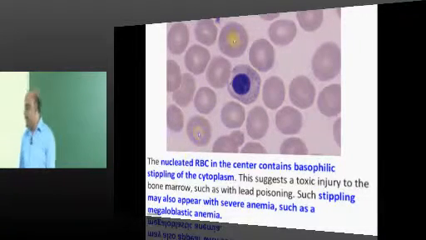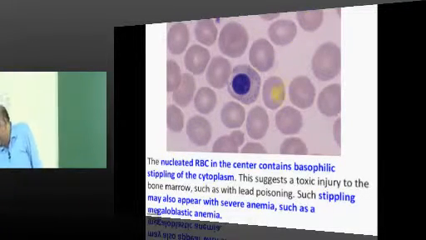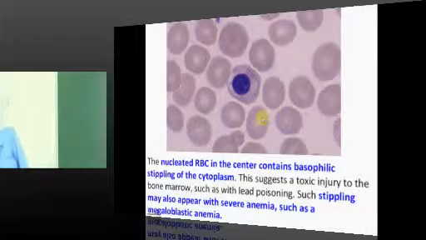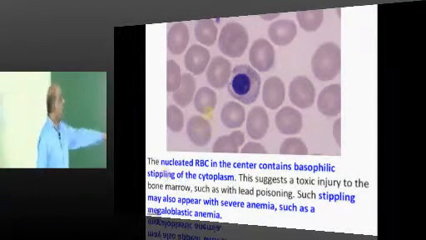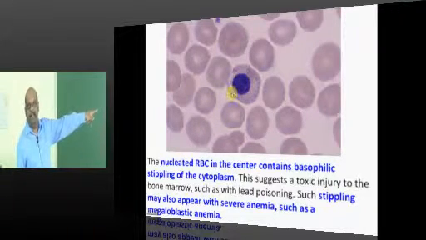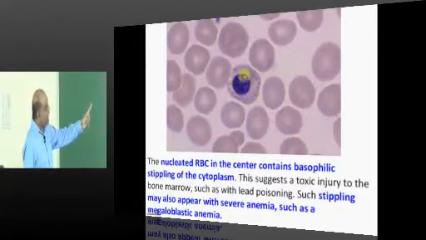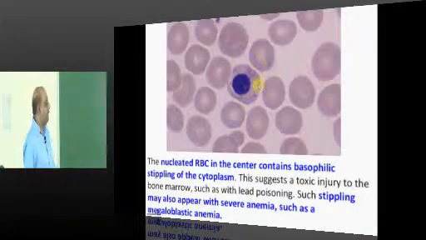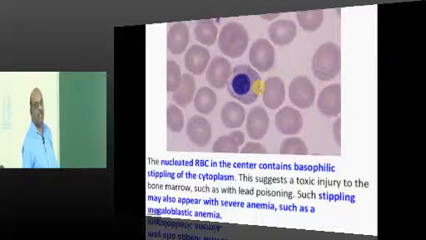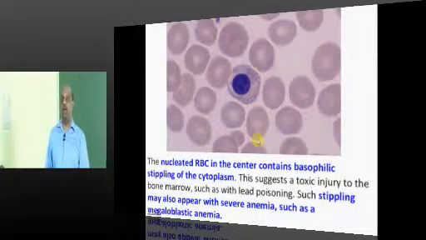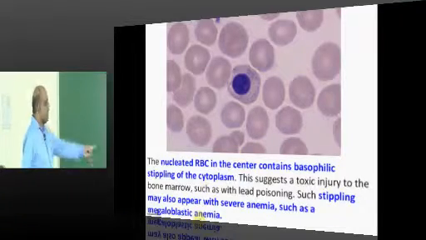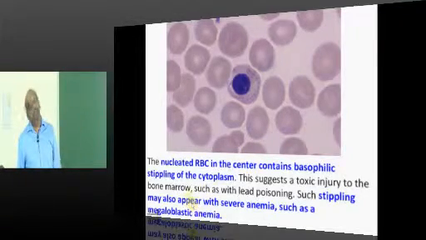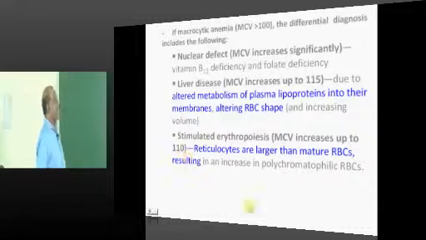Now what you are seeing here is a nucleated RBC in the center which contains basophilic stippling of the cytoplasm. This kind of stippling can be seen in lead poisoning, which is one of the causes for development of sideroblastic anemia. It can also be seen in cases of megaloblastic anemia, is what needs to be remembered.